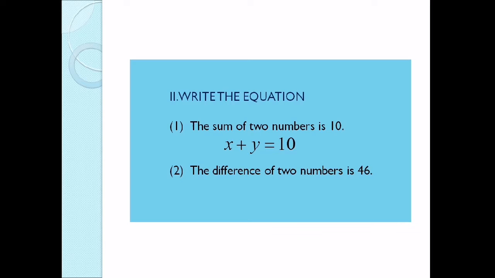Second condition, the difference of two numbers is 46. Therefore, the equation is x minus y equals 46, wherein larger number minus the smaller number equals 46, since we're talking about the difference. So meaning we need to subtract.